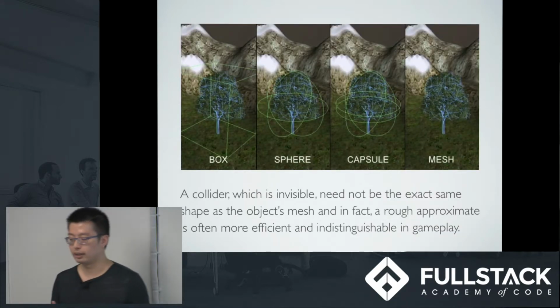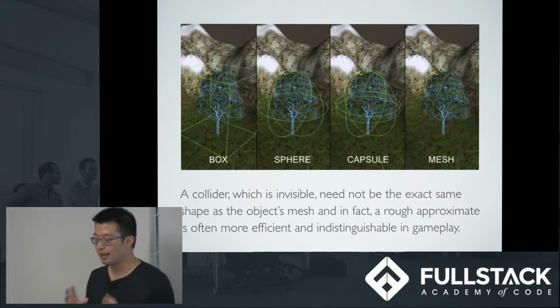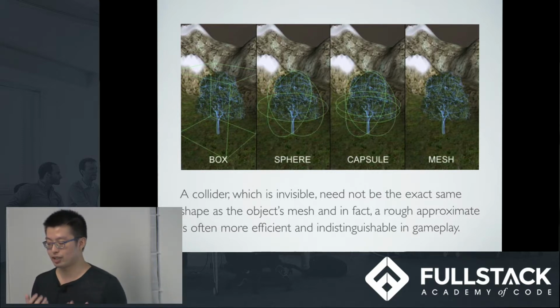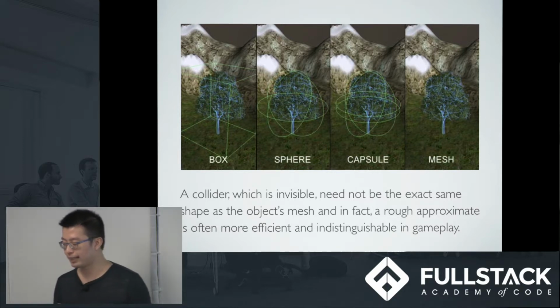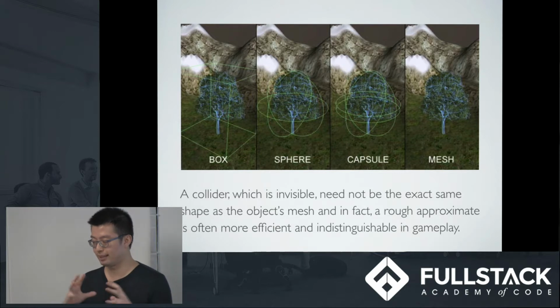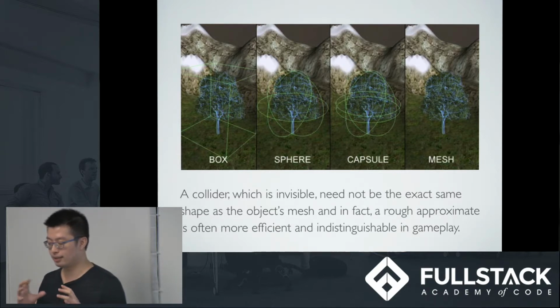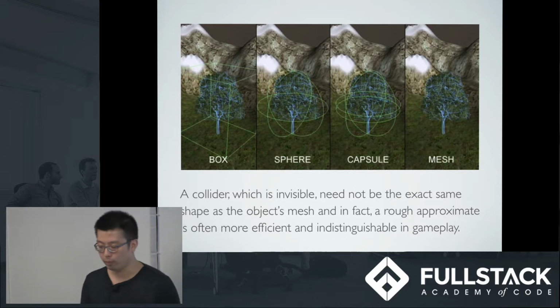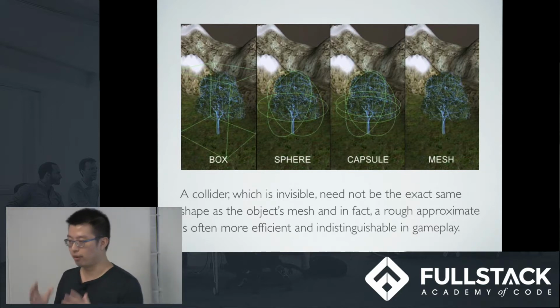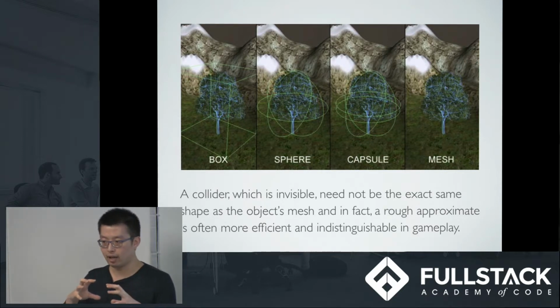Another feature of colliders is that the collider does not need to be the exact same shape as the object's mesh, and in fact, a rough approximate is often more efficient and indistinguishable in gameplay. What does that mean? Well, basically it means that the sensor, which I talked about earlier, does not need to be closely attached to the game object itself. It can be in the approximate area where the game object is.